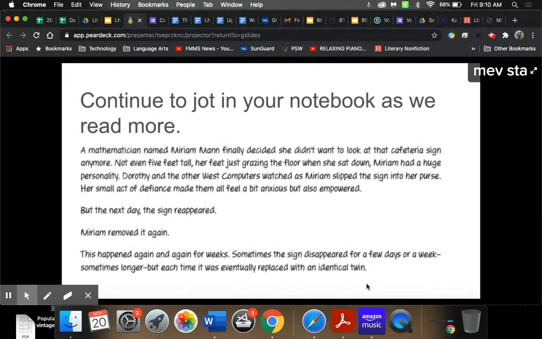But the next day, the sign reappeared. Miriam removed it again. This happened again and again for weeks. Sometimes the sign disappeared for a few days or a week, sometimes longer, but each time it was eventually replaced with an identical twin.